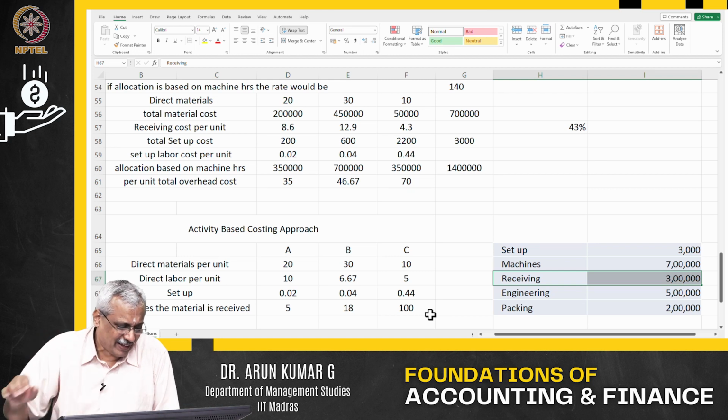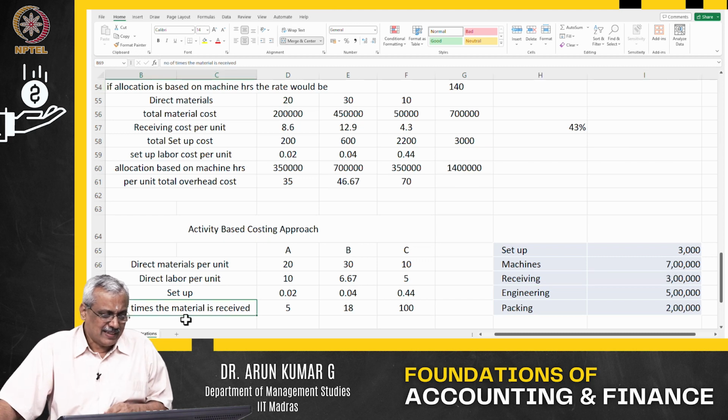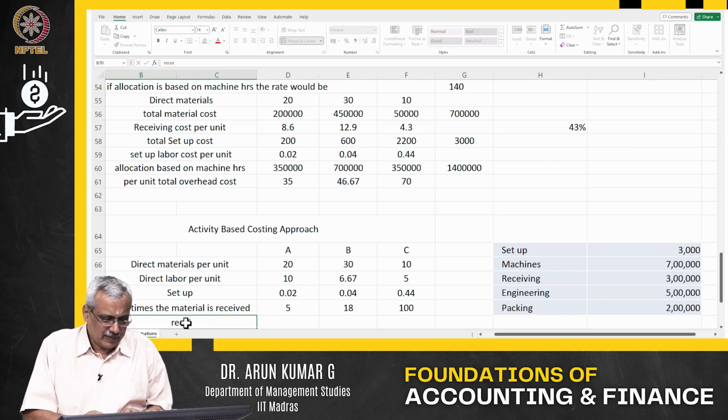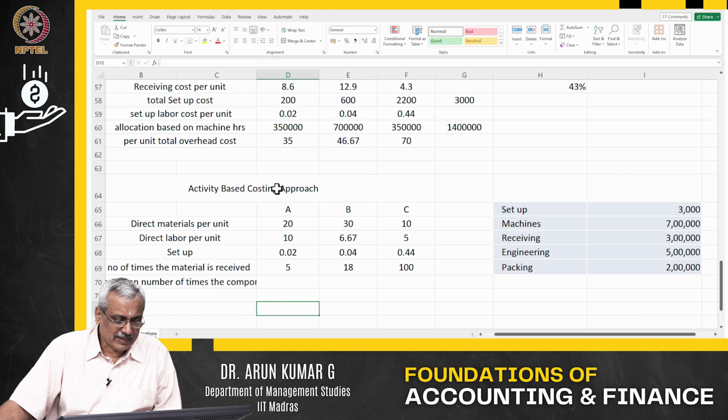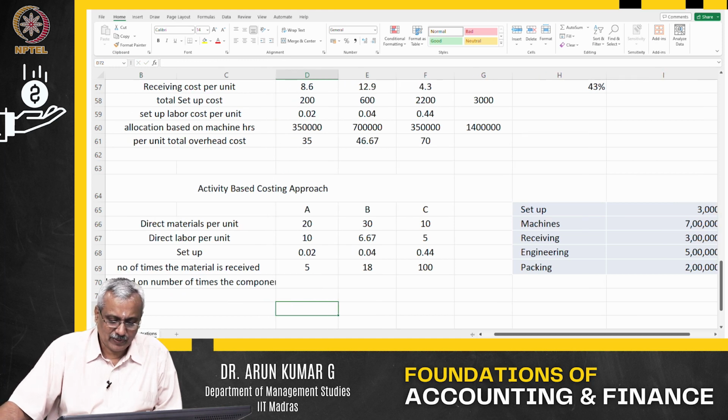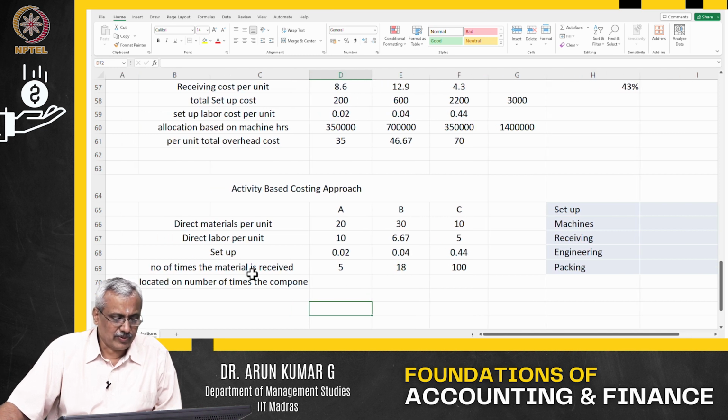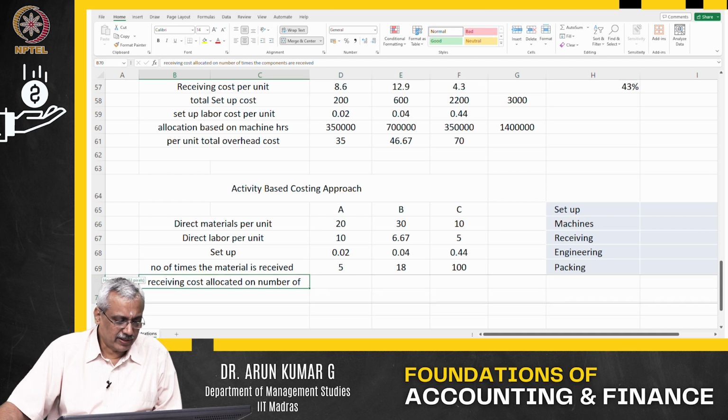So I allocate the receiving cost on the basis of the number of times the components are received. This is the basis on which I am going to allocate this cost, and let us look at it in this particular case. I am just going to wrap the text and let us see that.